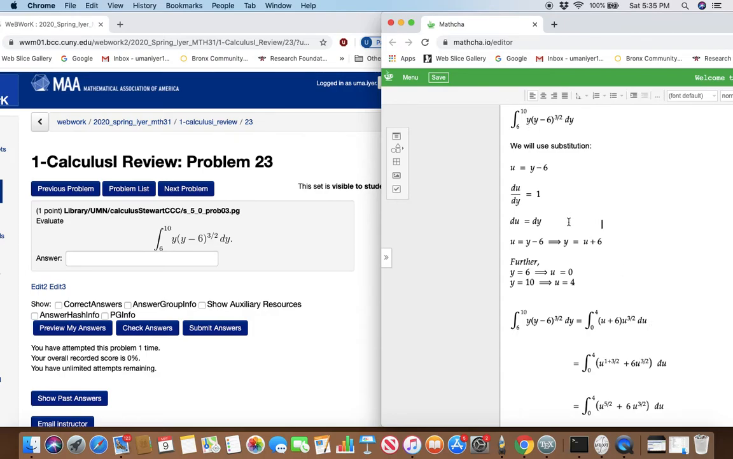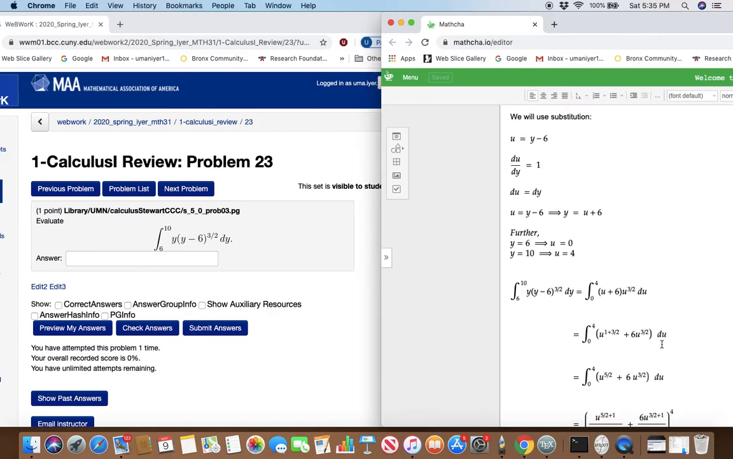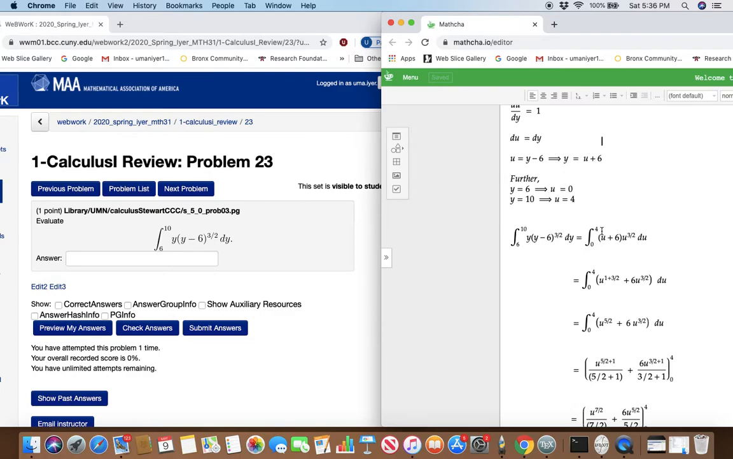Y is u plus 6 and y minus 6 is u. Notice this is a better expression than this because here you can distribute. So let's go ahead and distribute. U times u to the 3 halves is u power 1 plus 3 halves, because u has power 1. Plus 6 times u to the 3 halves. All of this is a definite integral 0 to 4 of du.